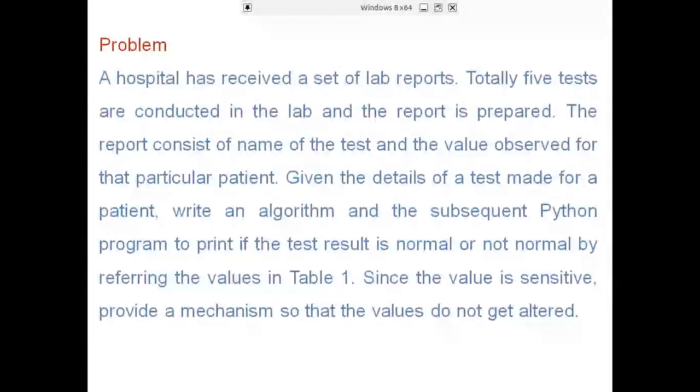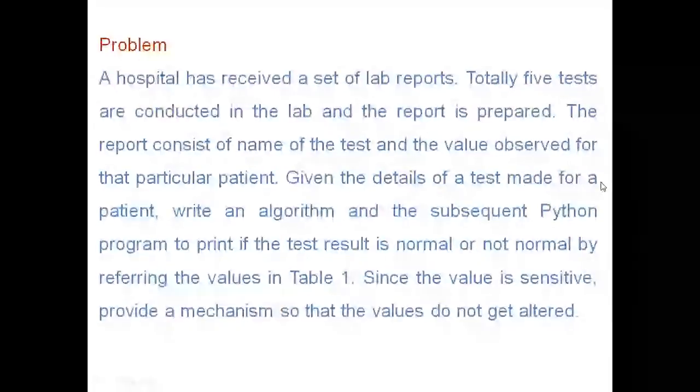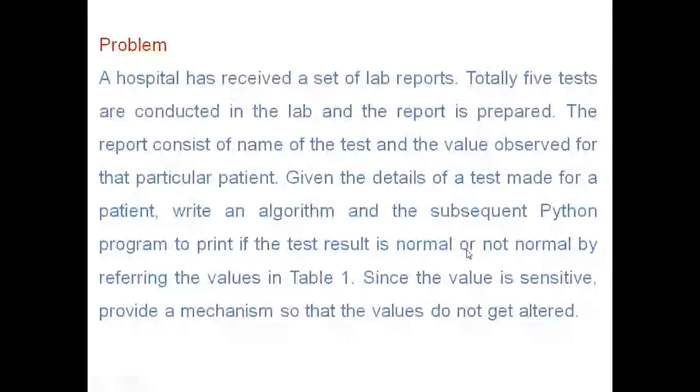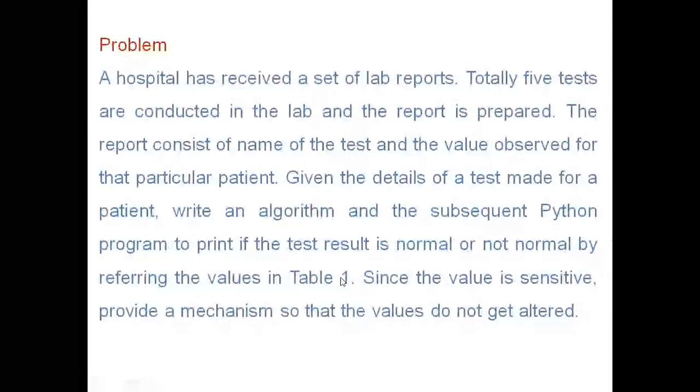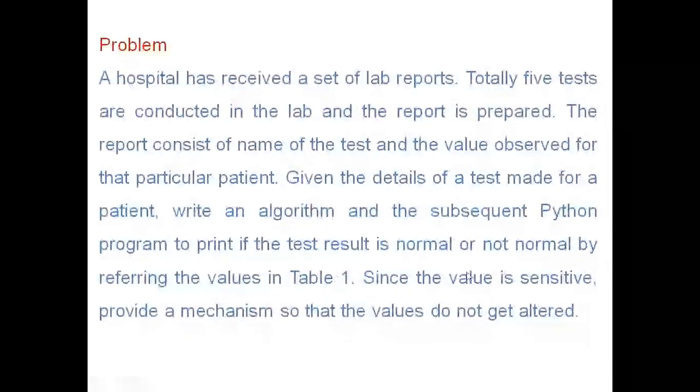Consider this problem. A hospital has received a set of lab reports. Totally 5 tests were conducted in the lab and a report is prepared. The report consists of the name of the test and the value observed for that particular patient. Given the details of the tests made for a patient, write an algorithm and the subsequent Python program to print if the result is normal or not normal by referring to the values in table 1. Since the values are sensitive, provide a mechanism so that the values do not get altered.